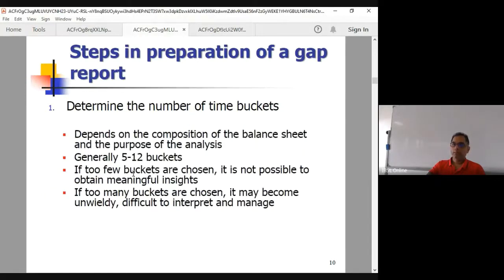Right. So then, based on that, we looked at the overall composition of what a good gap report might look like. Like I said earlier, it depends on the composition of the balance sheet and the purpose of the overall analysis. Generally, something between 5 and 12 buckets is easy to manage. If you have too few or too many, it doesn't become meaningful. So having the right number of buckets and the right length is very important so that you have a meaningful analysis.